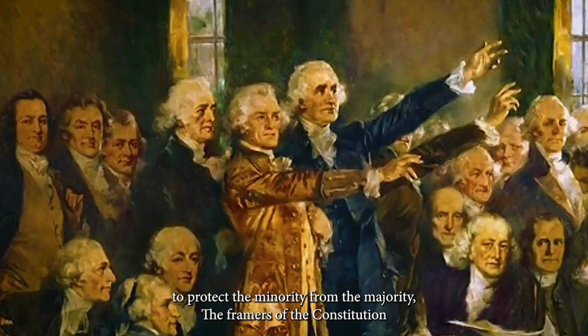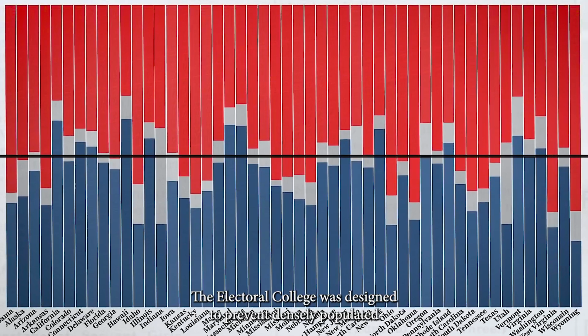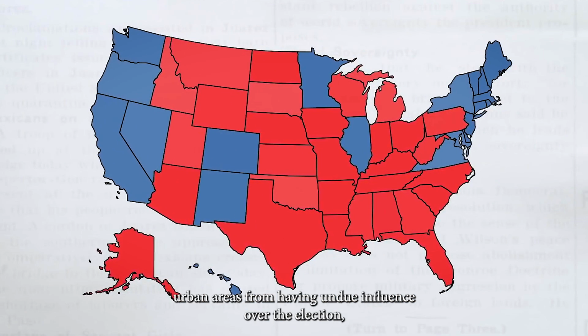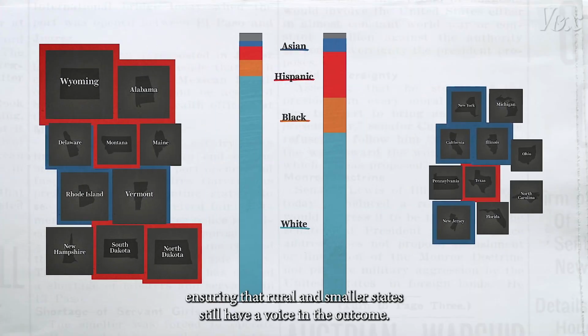The framers of the Constitution were concerned about the tyranny of the majority in a direct democracy. The Electoral College was designed to prevent densely populated urban areas from having undue influence over the election, ensuring that rural and smaller states still have a voice in the outcome.